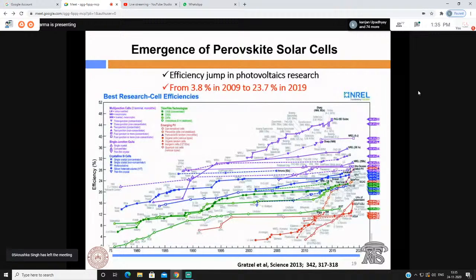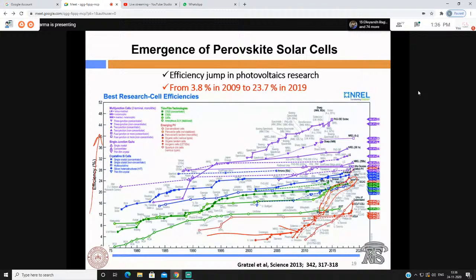So I'll try to skip a few slides and then I'll come to the potential of the perovskite solar cell. This is a graph. It may not be very clearly visible to everybody, so I'll focus on a specific point here. The x-axis shows the year in which the research progressed, and the y-axis shows the efficiency of the development of the solar cell. So here, if you see this curve, okay.